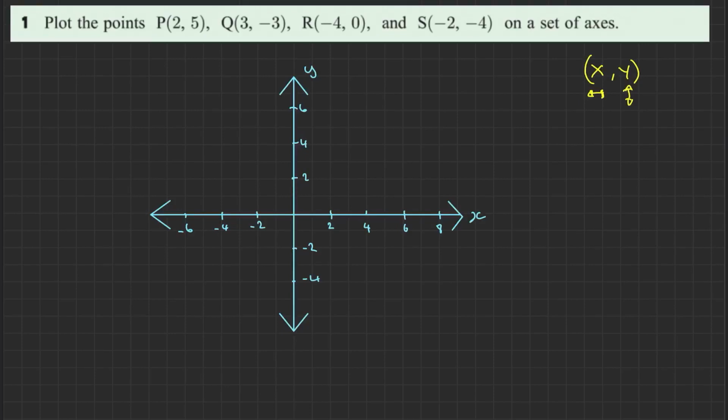So we're going to plot these points. We're going to have 2, 5, so 2 and up 5. That's the point P. We can write down here 2, 5. Point Q is 3, -3, so 3, -3. That's there. That's Q. We can call it 3, -3. Right, R is -4, 0, so -4, 0, that point there. And then S is -2, -4, so -2, and then down to -4.